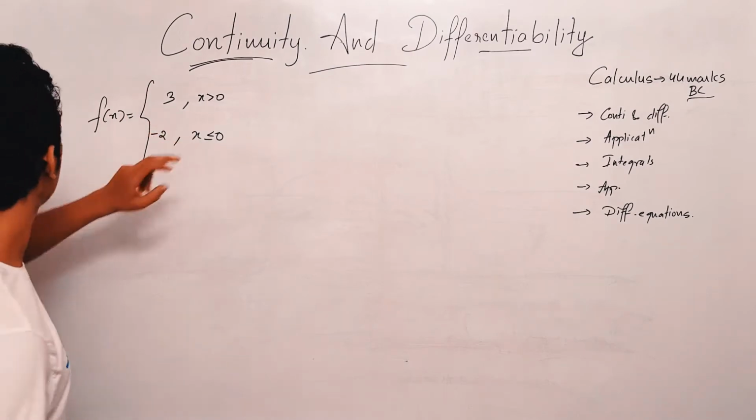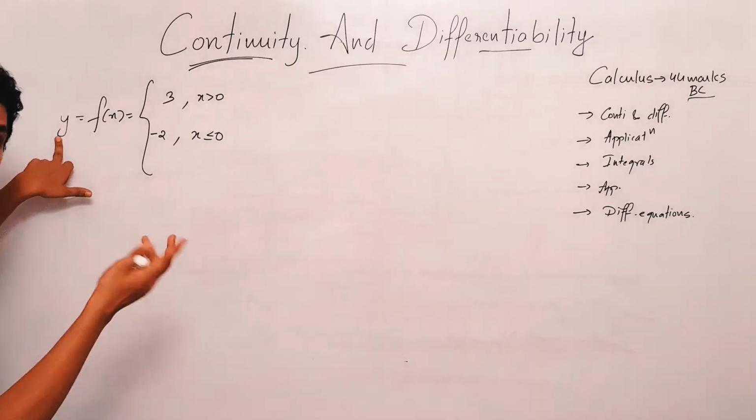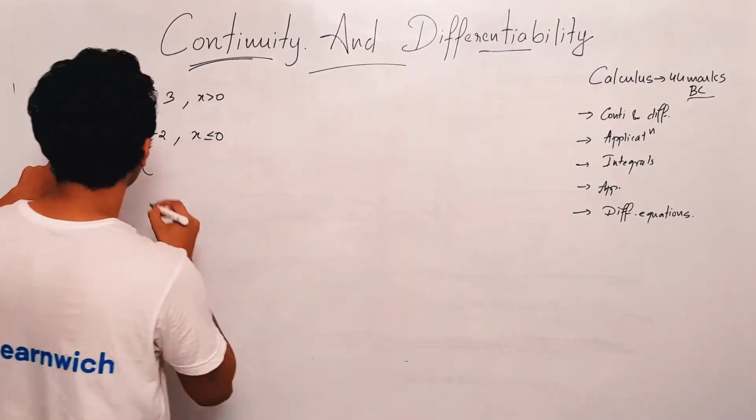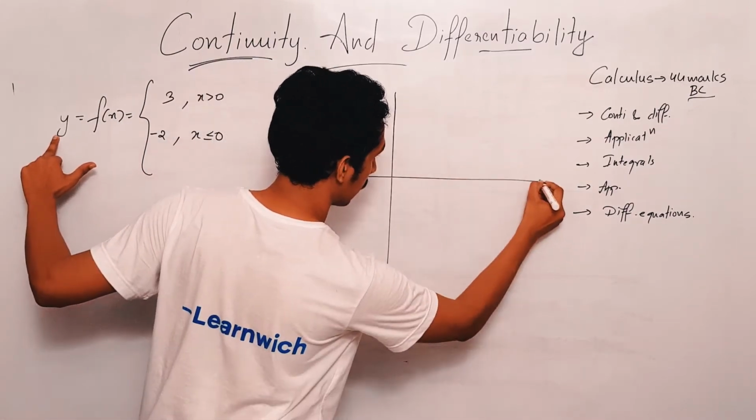What does this mean? This means y is equal to f of x is equal to this. Where did this y come from? Also, please refer to your relations and functions chapter. So let's draw the graph of this function. I'll start with the y-axis, and here is the x-axis. I'll draw it very quickly.